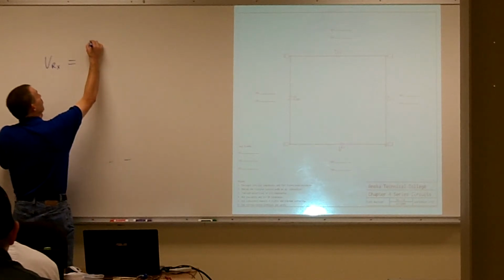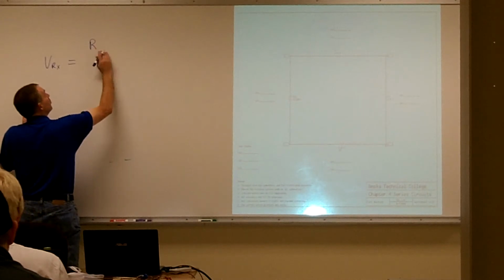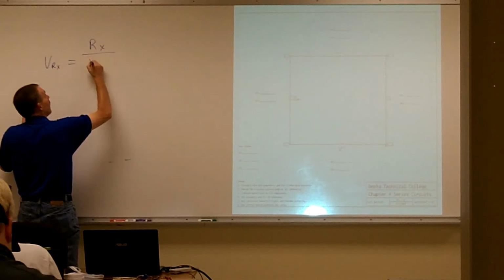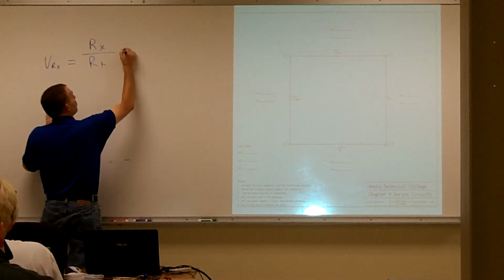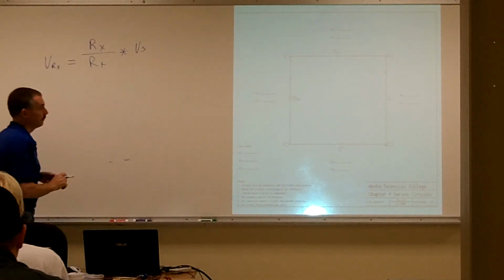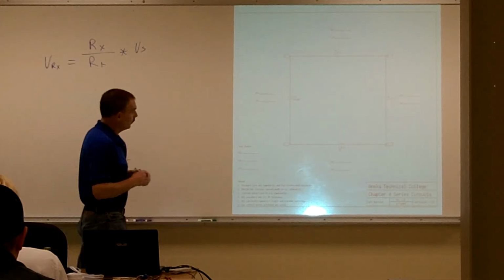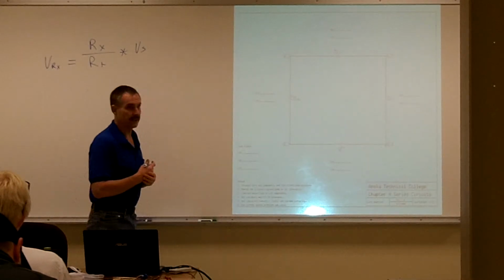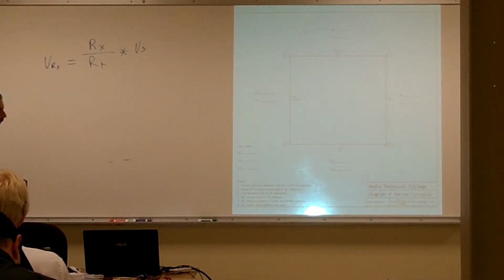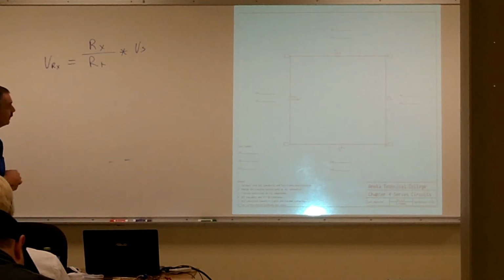We can take the resistance of our resistor and divide it by our total resistance, and then multiply it by our voltage source. What page was that on? 136. Yep. So what we're going to do in the next few worksheets is just find the voltages without even determining what the current is.